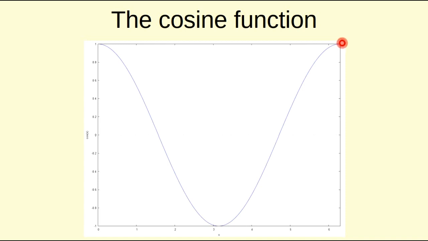So you've got the range that goes from 1 to minus 1 back to 1. It has values of 0 at pi by 2 and 3 pi by 2. Or in old currency, 90 degrees, 180, 270, 360.